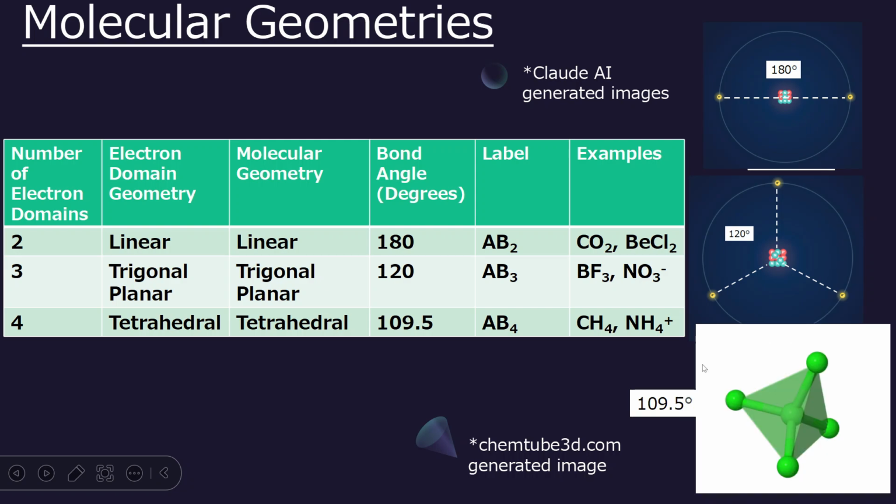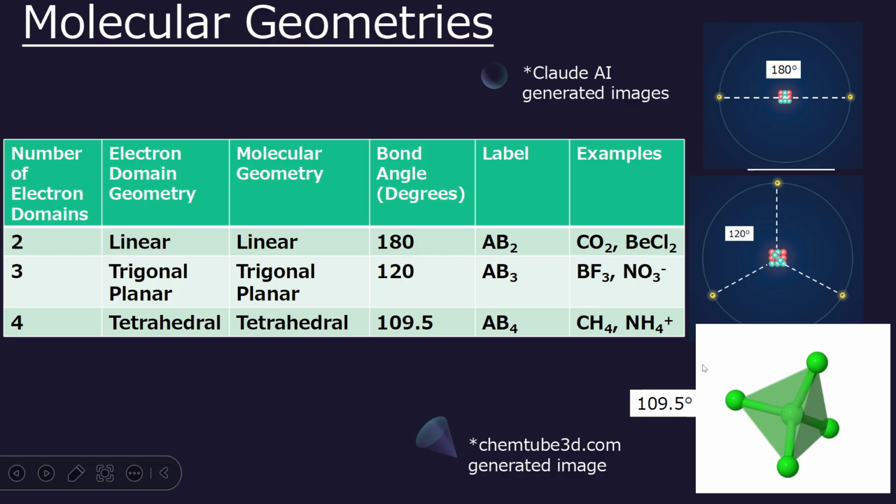If we have 4, tetrahedral geometry, 109.5 bond angle, label AB4, central atom A, 4 bonding domains, B4. Examples: CH4, that's methane, NH4+, ammonium, polyatomic ion.